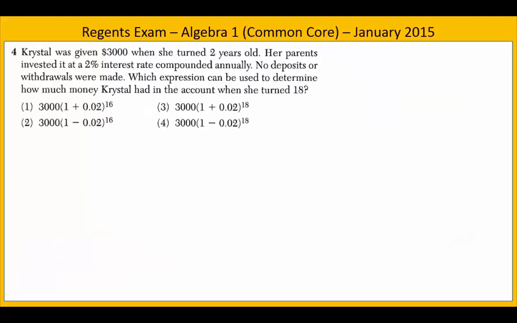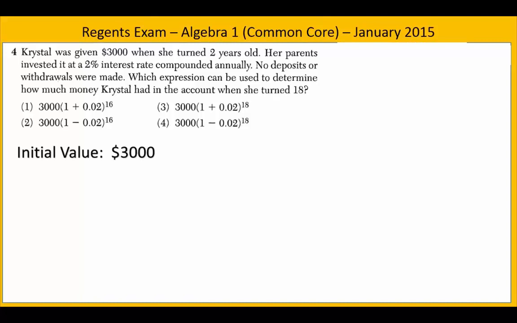In exercise 4, Crystal was given $3,000 when she turned 2 years old. Her parents invested it at a rate of 2% interest compounded annually. No deposits or withdrawals were made, and we want to know which expression can be used to determine how much money Crystal had in the account when she turned 18. Let's see what we know.